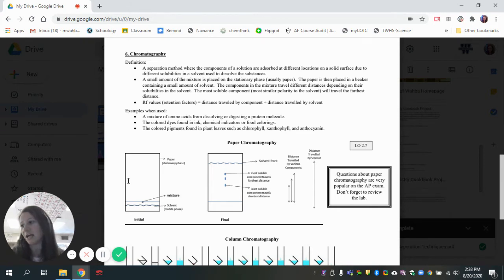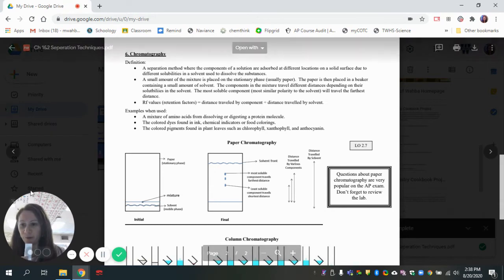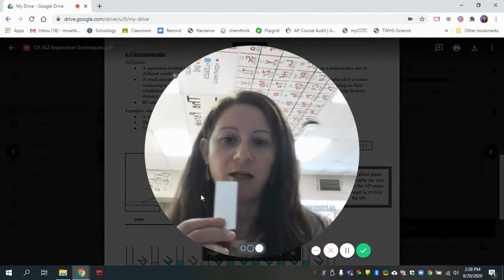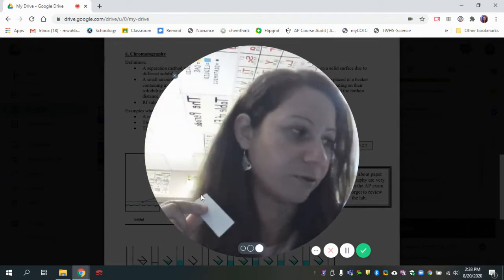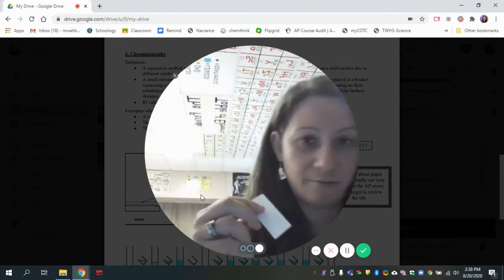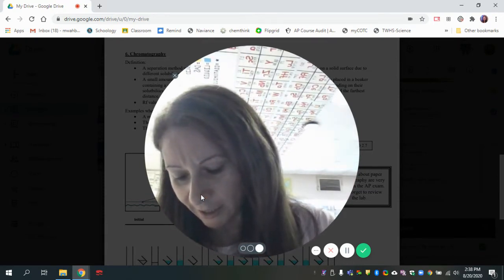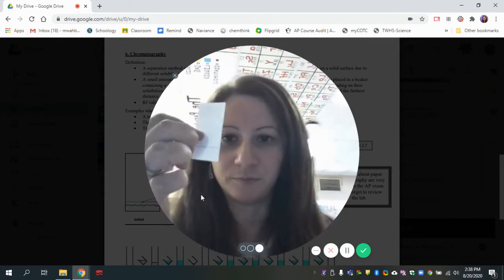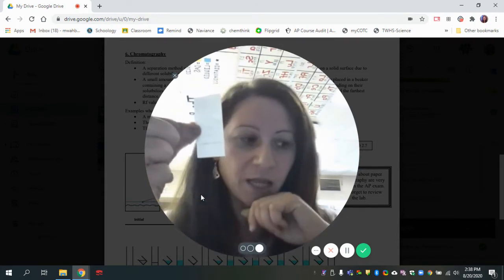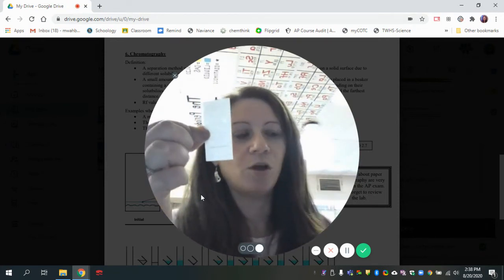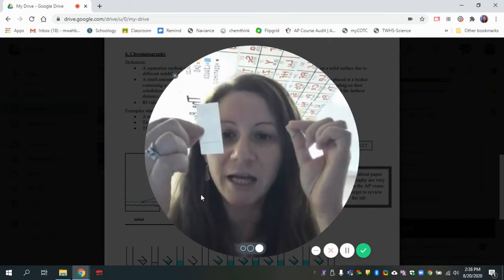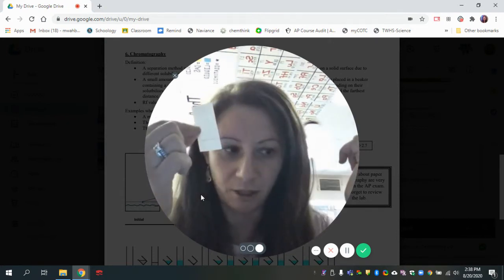So let's say that I have some green ink, and I'm trying to figure out, is green ink just one substance, or is it a mixture of different substances? So what you do is you take your piece of paper, and you draw a line with a pencil. It's very important that you use a pencil, not a pen, because the ink will actually mess up your results. So you draw a line with the pencil like a centimeter or two from the bottom of your piece of paper. And then you want to put a tiny, tiny, tiny drop of your mixture on that line.